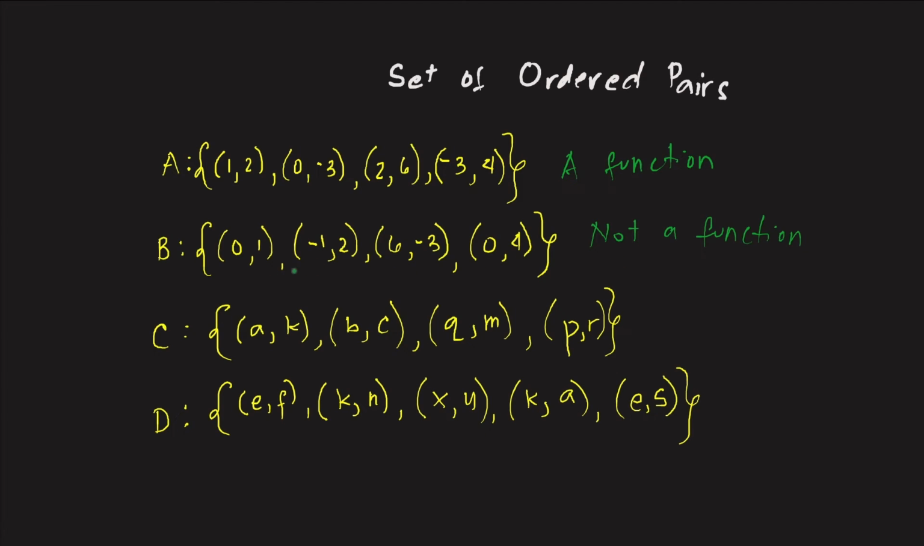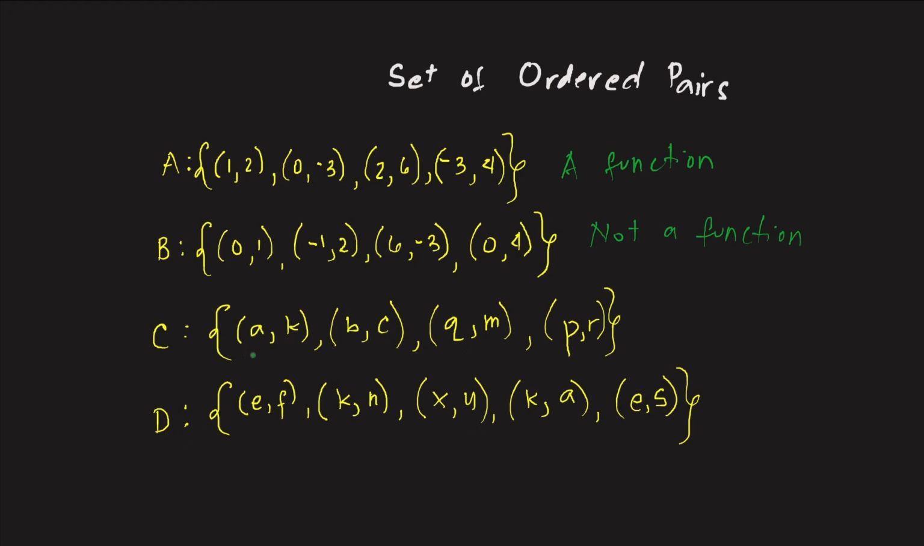Each element in the domain must be mapped only once, and here we see that 0 is mapped twice. So now let's move on to set C.